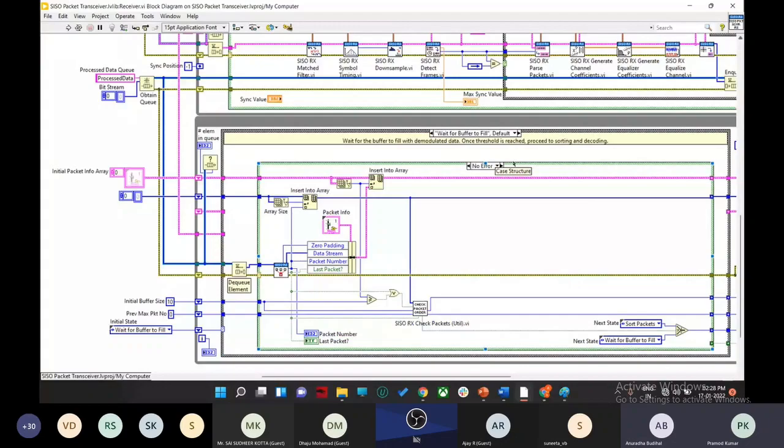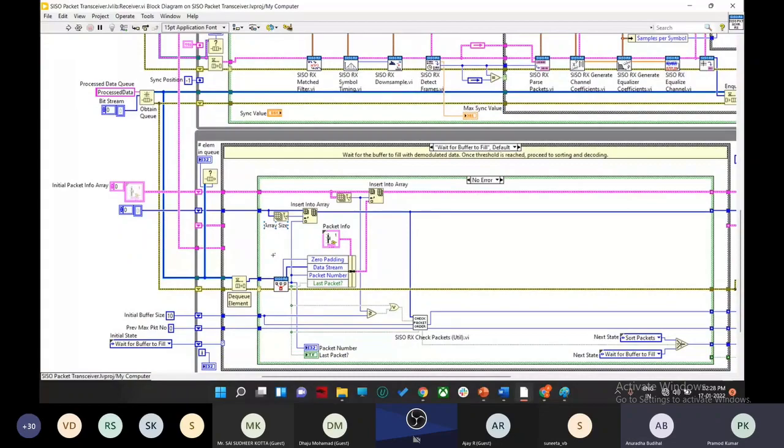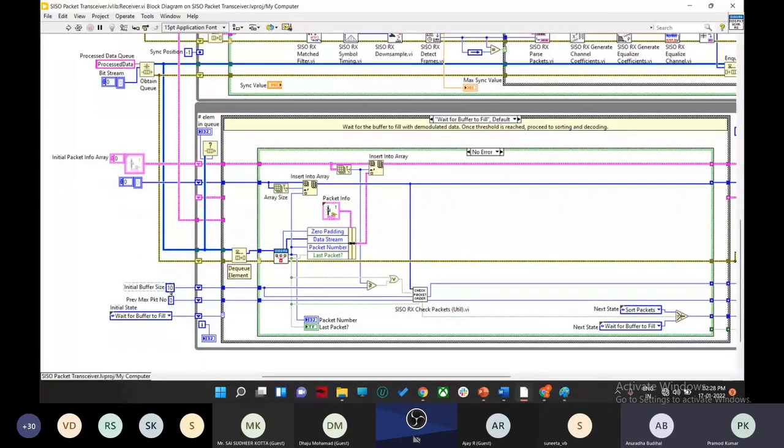After the signal is processed, we give out the data to the next loop, where it waits for some initial buffer that we give. At present we have given 10. So until 10 packets come in, it waits in this state only. It will store the 10 packets of data, and if it has received 10 or more packets, it will go to the next state, where the sorting happens.